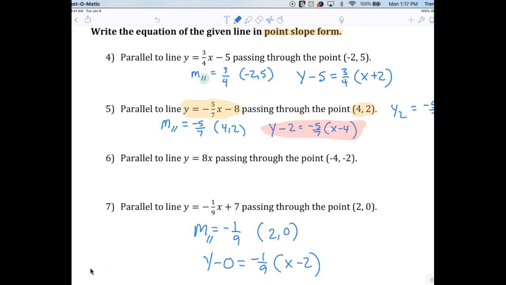So what I want you to do now is hit graph. On your calculator screen, you should see a line and a point that's on there. And if that's not true, you can show me.